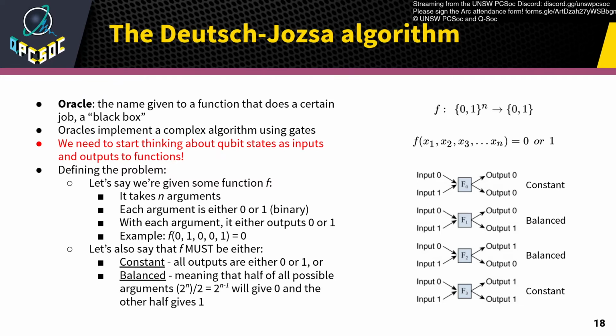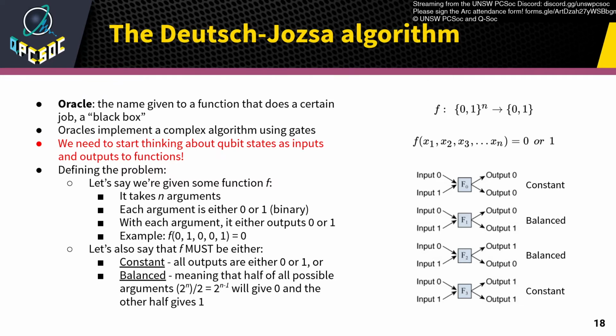And so we say, well, because for each argument you can have either 0 or 1, that means there are 2 to the power of n possible arguments in total. So half of 2 to the power of n is equal to 2 to the power of n minus 1. So 2 to the power of n minus 1 arguments will give you 0, and 2 to the power of n minus 1 will give you 1. So here's a diagram to illustrate what it looks like.